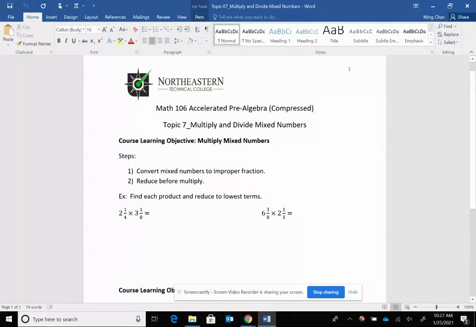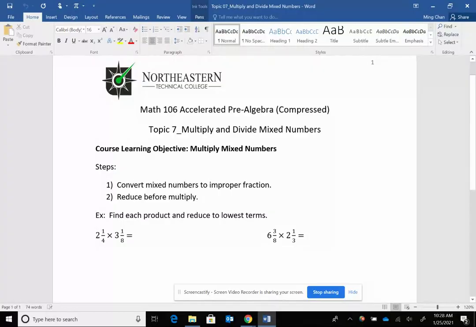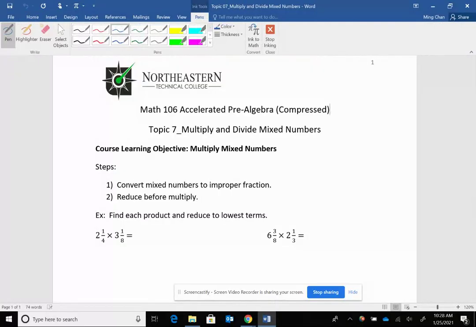So for the first one here, 2 1/4 times 3 1/8, I'm going to convert both of them from mixed numbers into improper fractions. So 4 times 2 plus 1 will be 9/4 times, denominator still 8, 8 times 3 is 24 plus 1 is 25. By the look of it, there's nothing that can be reduced between the top number and the bottom number. So in that case, I'm just going to multiply them side to side.